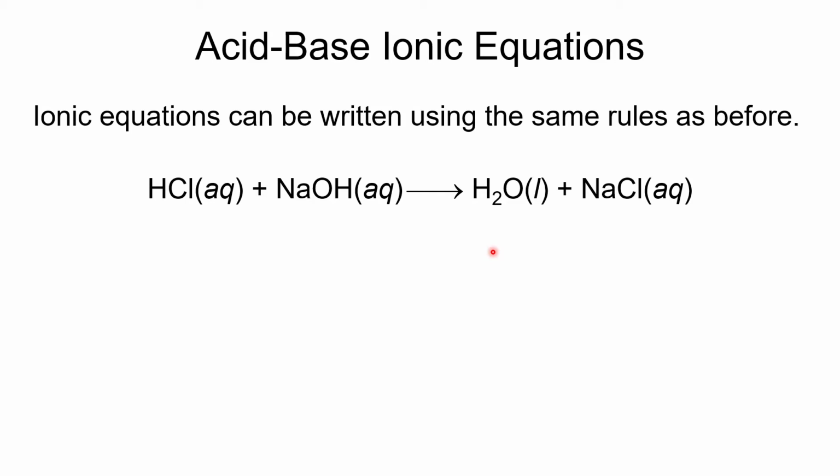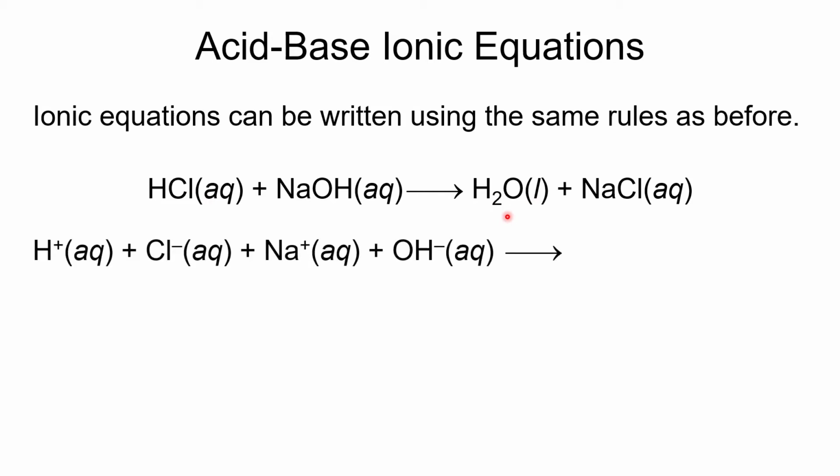To get to the complete ionic equation, we need to dissociate anything that is a strong electrolyte. Things that are included as strong electrolytes are strong acids, strong bases, and soluble ionic compounds. Well, this particular equation has all three. HCl is a strong acid, sodium hydroxide is a strong base, and sodium chloride is a soluble ionic compound. So those three things we are going to dissociate. The only thing we don't dissociate is water, because it is a non-electrolyte.